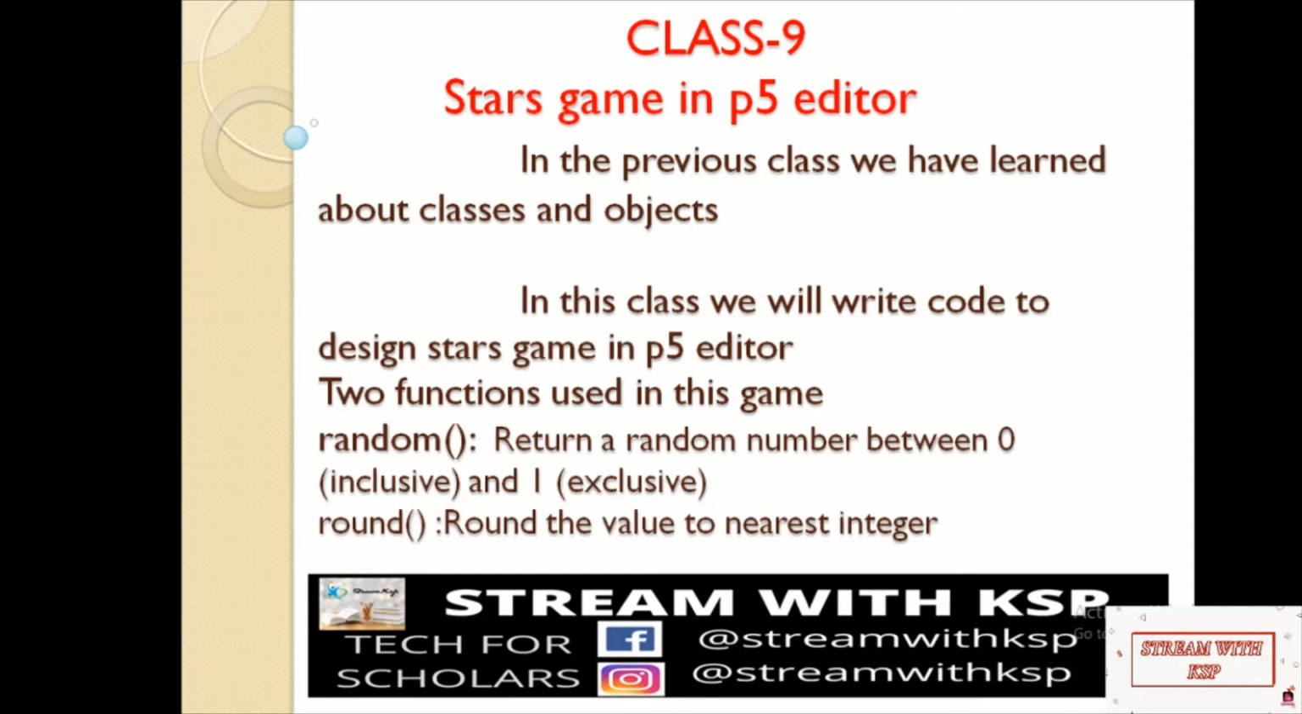Today we are going to create the stars game in P5 editor. In the previous class, we learned about classes and objects. A class is the blueprint and an object is an instance of the class. We created a class called ball, and by using the ball class, we created objects. Every object will have the properties and functions that we defined inside the class. In today's class, we will write code to design the stars game in P5 editor.